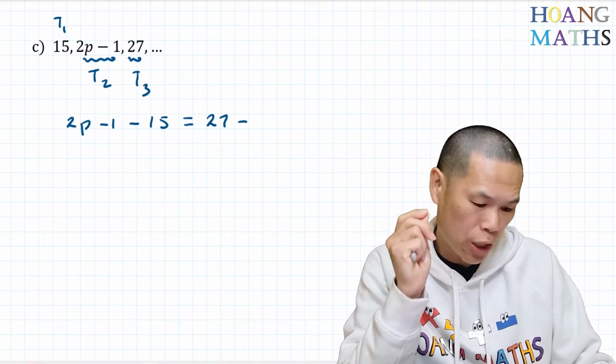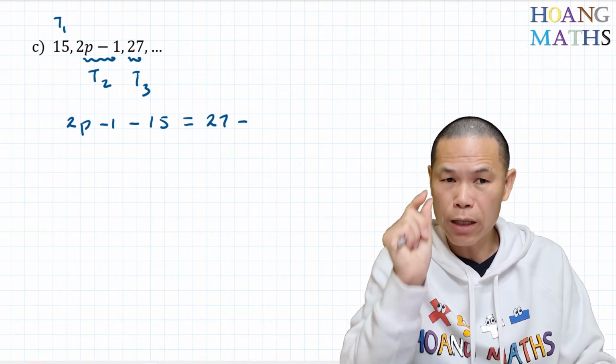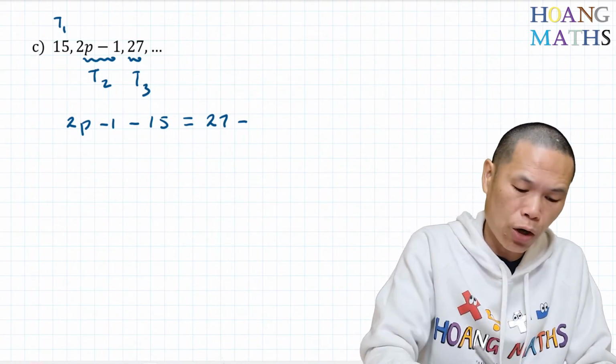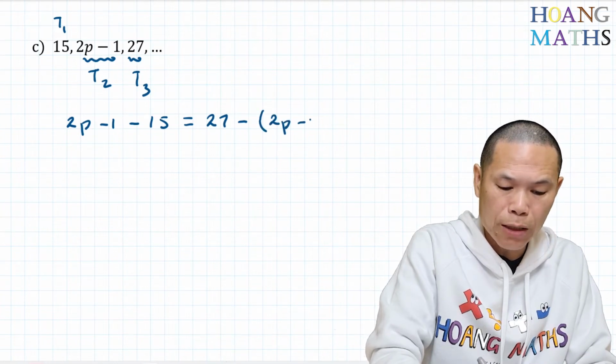But then remember, term 2 has more than one term. So therefore, we need to put a minus and brackets, okay? Because we minus the whole lot. So that means minus 2p minus 1.